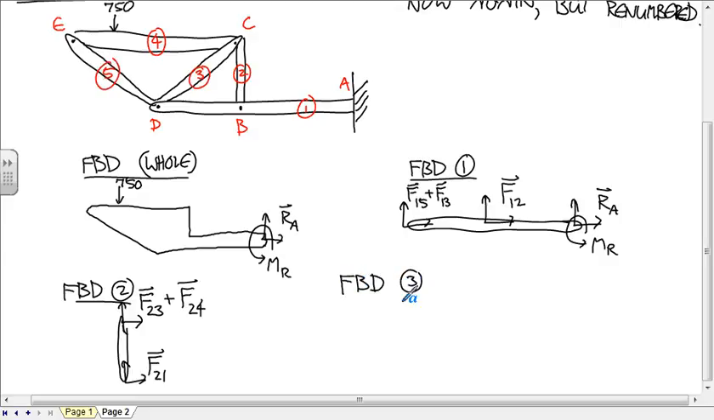And then number 3, since the pin isn't part of member 3 at C, all we have here is the force on 3 by 2. And then at D, the pin is part of member 1. So all we have here is the force on 3 by 1.